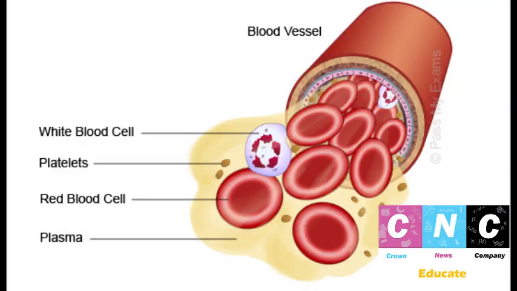As you can see here, because the image wasn't really good enough, here is a good diagram, credits in the description, of what's in the blood. There's the red, the white, the platelets, the plasma, everything, right?